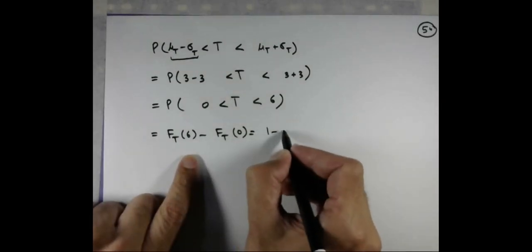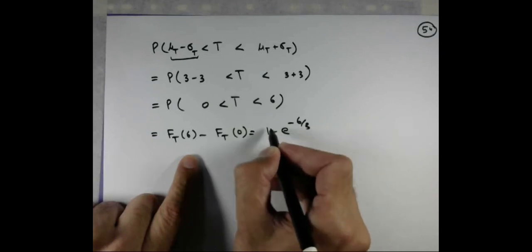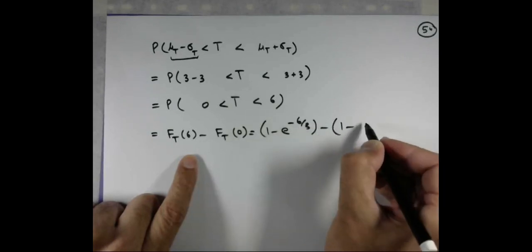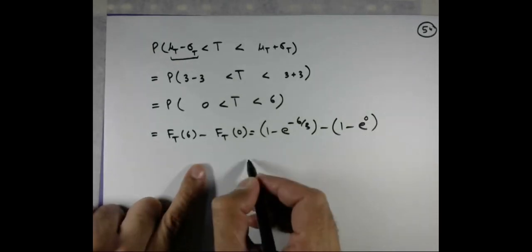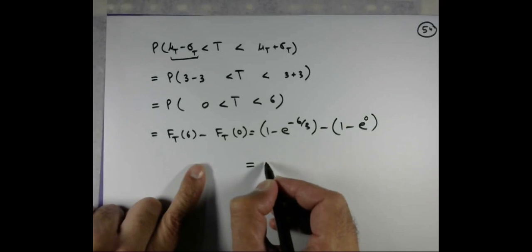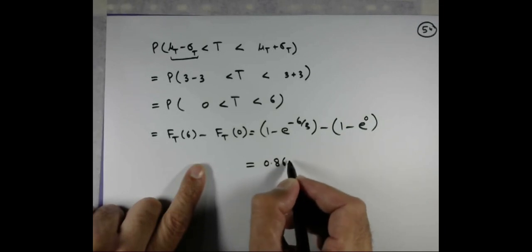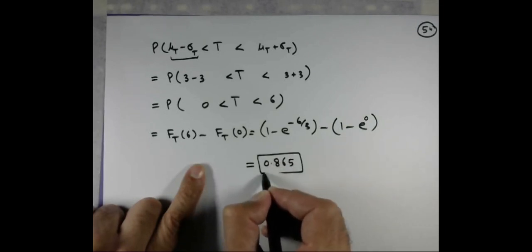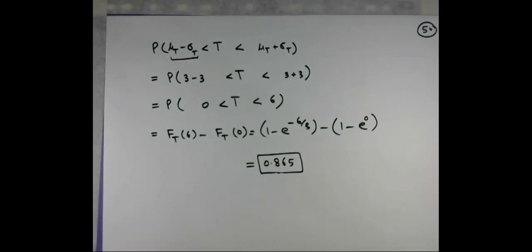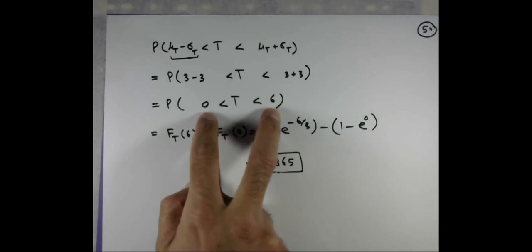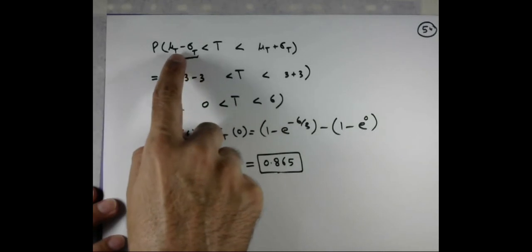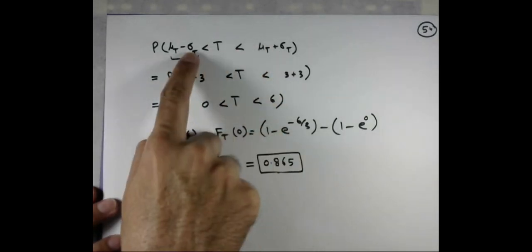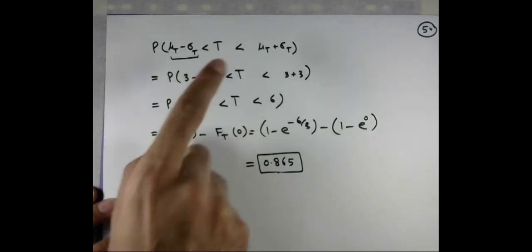So it is 1 minus e raised to power minus 6 by 3, minus 1 minus e raised to power 0. So it will ultimately turn out to be 0.865. So this is the probability that the call lasts between 0 and 6 minutes, or in other words, the call duration time is between plus minus 1 standard deviation from the mean value.